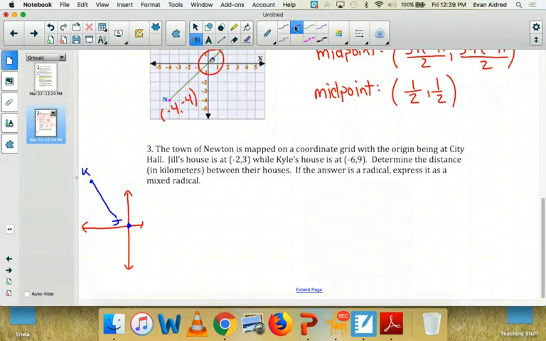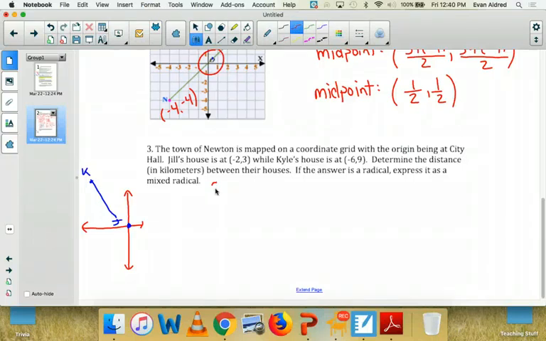So given that the City Hall is at the origin, that's not really important. We don't have to do anything with 0, 0. It's just giving us kind of a bearing system that we can then associate Kyle and Jill's houses with. So here we're just finding the distance.